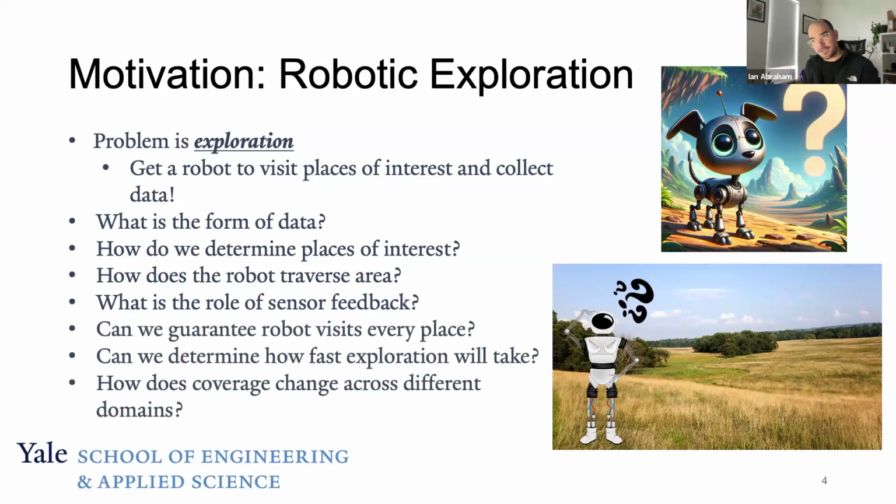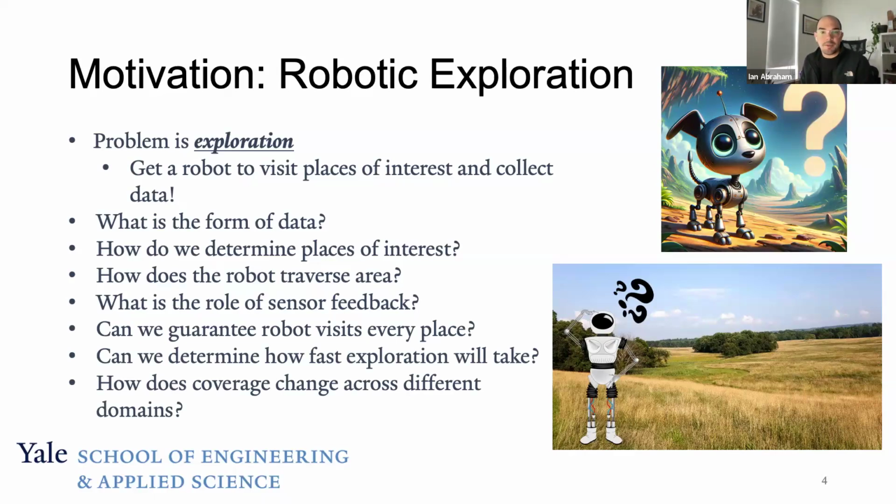And the things my group started caring about a lot more is, well, how do we actually guarantee that the robot visits every single place, right? Going to certain places of interest is good, but what if the information is not there? How do we then adapt to that very quickly? In particular, how fast does exploration take?